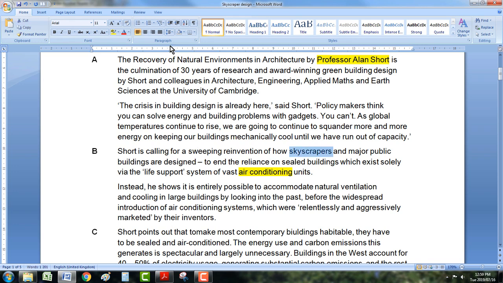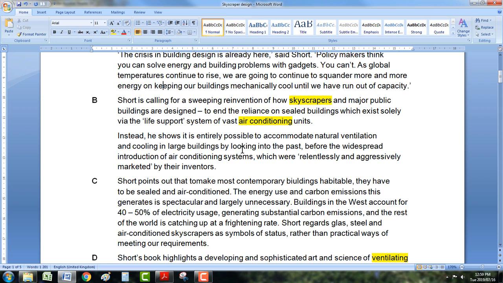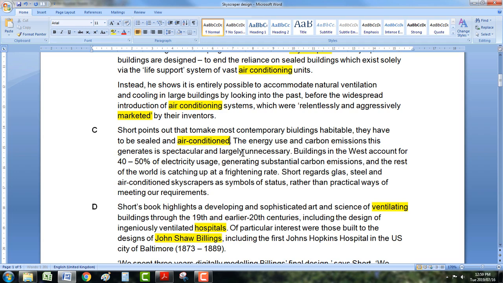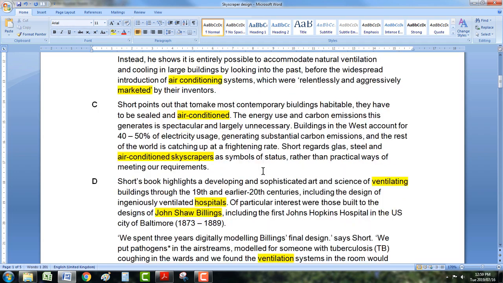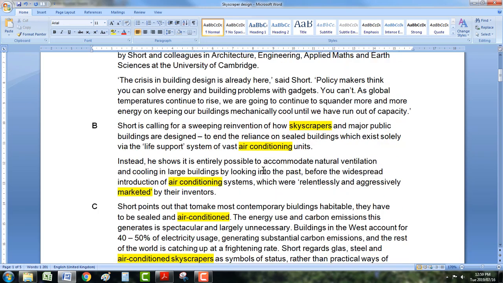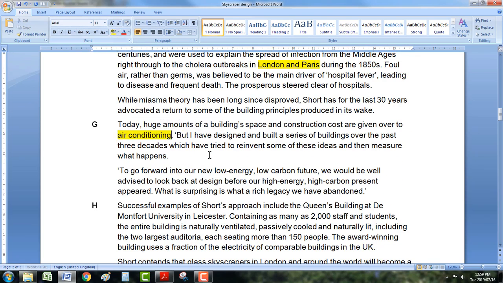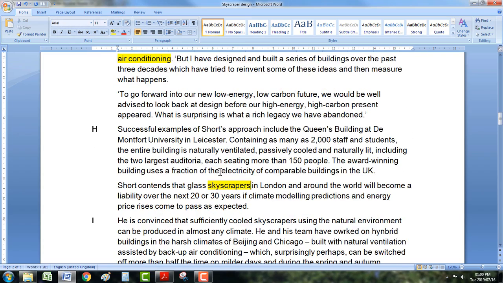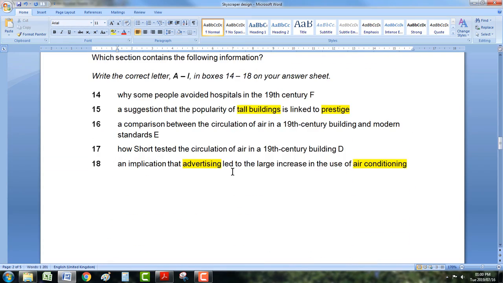But I see skyscrapers over there. That's interesting. That's tall buildings. I don't see advertising though. Let's look at this one. There's air conditioning again. Maybe marketing. So they did paraphrase advertising. Marketing. Air conditioning again. Air-conditioned skyscrapers. Wow, it's getting really confusing. All of the stuff is here. Then we move on, scan a bit more. More air conditioning. Skyscrapers is there. So it's actually everywhere. So that doesn't help us at all.